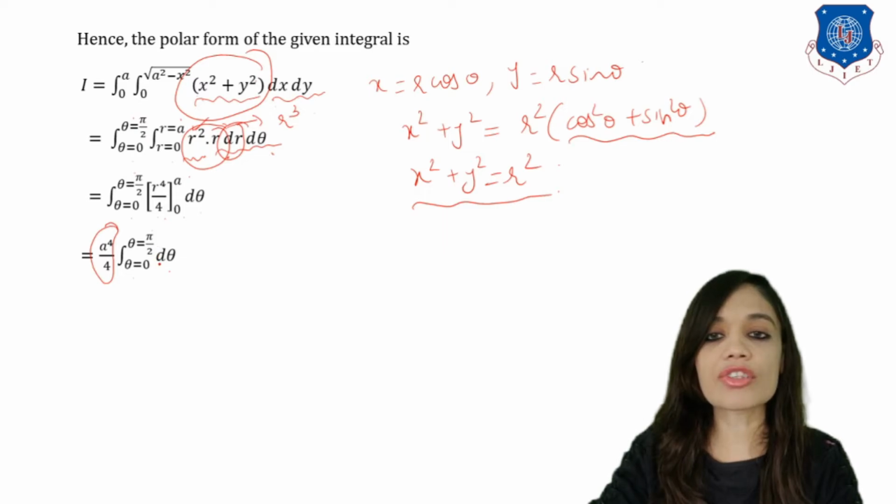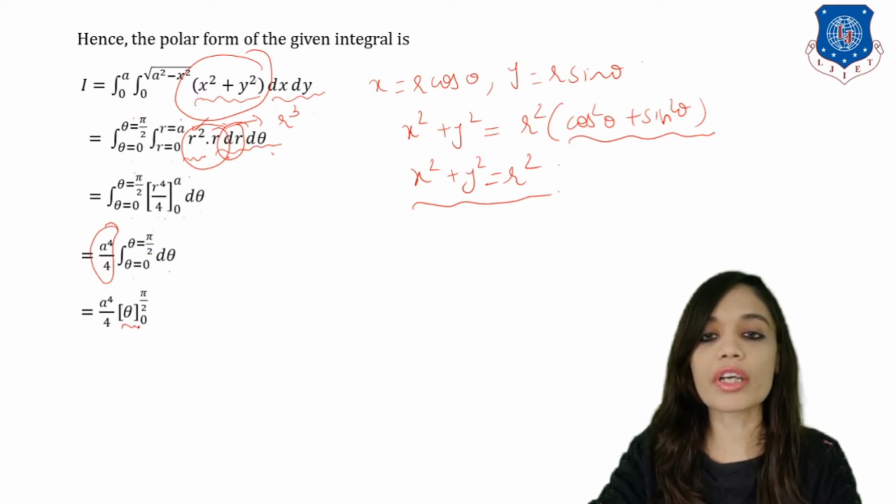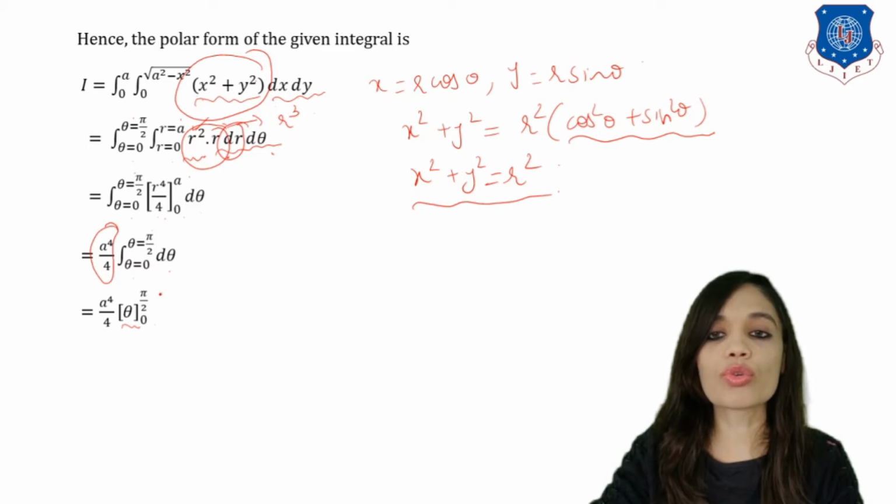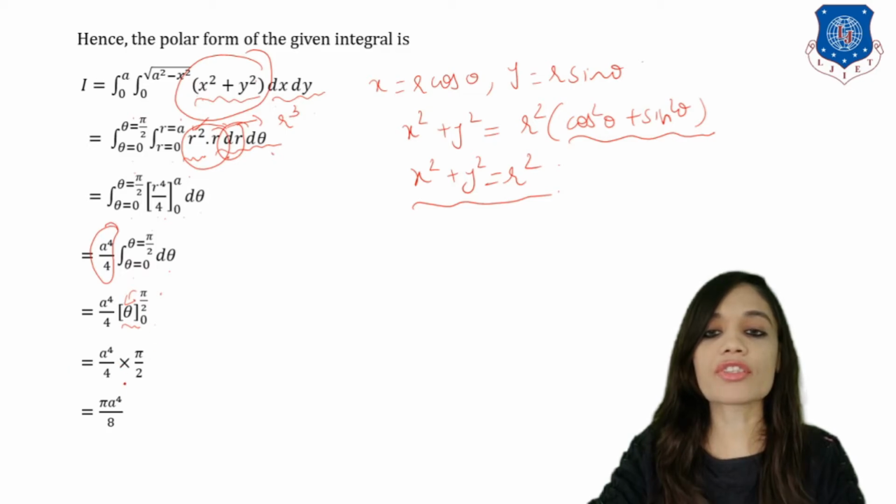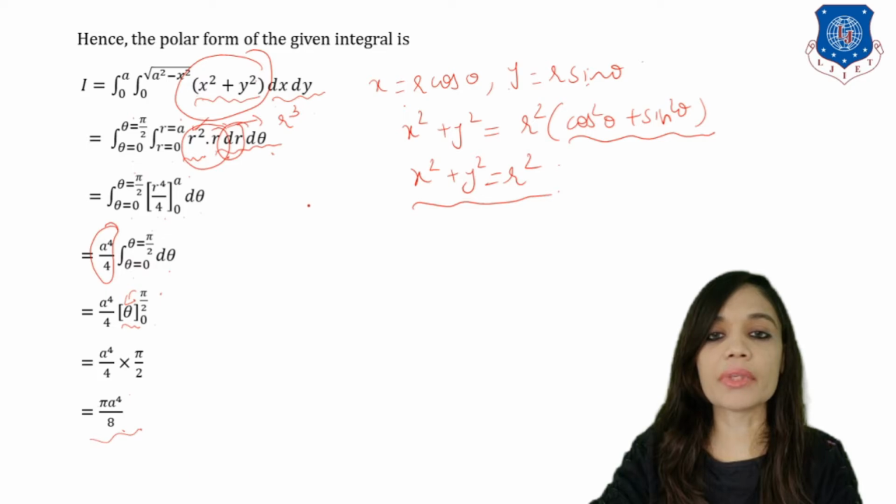Now we know the integration of 1 dθ is equal to what? Theta, and your limits are 0 to π/2. Okay, now again let us put the limits. So what will we get? Only π/2 in place of theta. So the answer on simplification will be πa⁴/8. Okay, so firstly we have to put x as r cos θ, y as r sin θ, and dx dy as r dr dθ. Then we have to find the limits with respect to r and theta and evaluate our given integral, right?